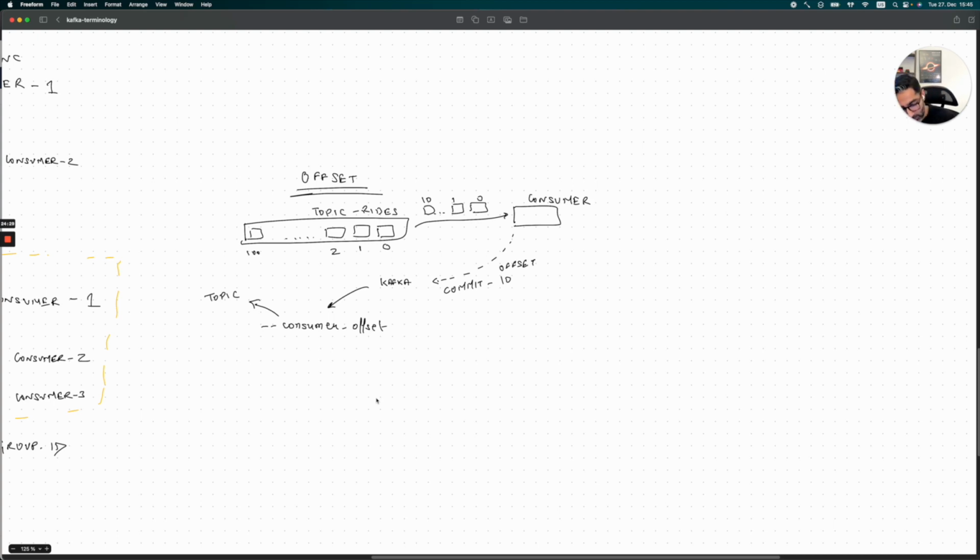So what will happen is, let's say this consumer dies and then comes back and reconnects to Kafka and introduces its consumer group ID. Everything has to be inside a particular consumer group ID.